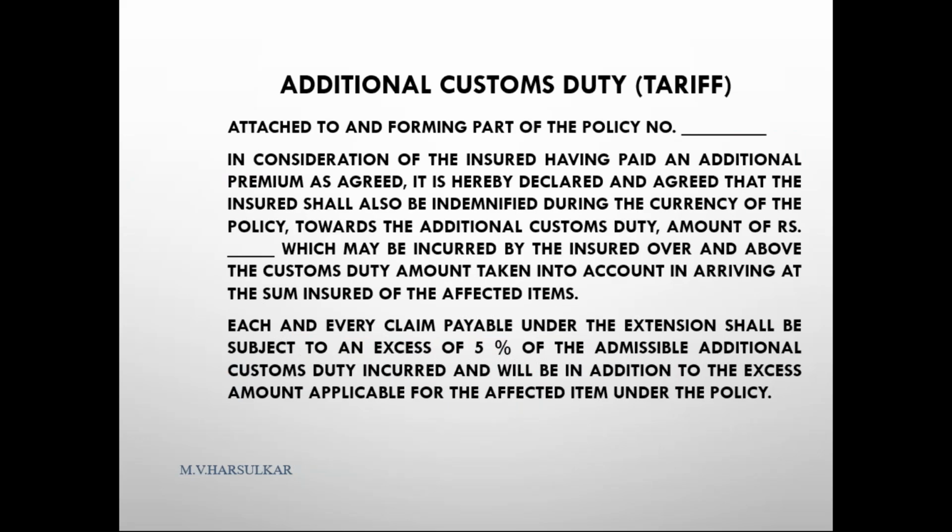Now this is the standard wording. In consideration of insured having paid additional premium, indemnified during the currency of policy, each and every claim payable, this is the excess. This is a custom duty of amount of, this is a fixed amount he has to select. It will be mentioned here by the insured over and above the custom duty amount taken into account in arriving at the sum insured. So whatever custom duty he has taken into consideration in arriving at the sum insured. So he has exemption, he has included zero duty in the sum insured. So actual duty paid will be payable.